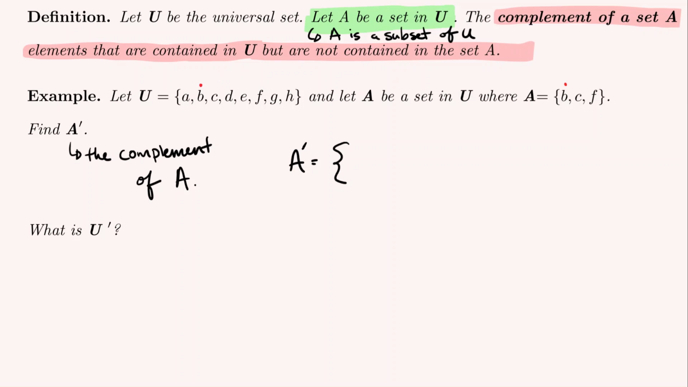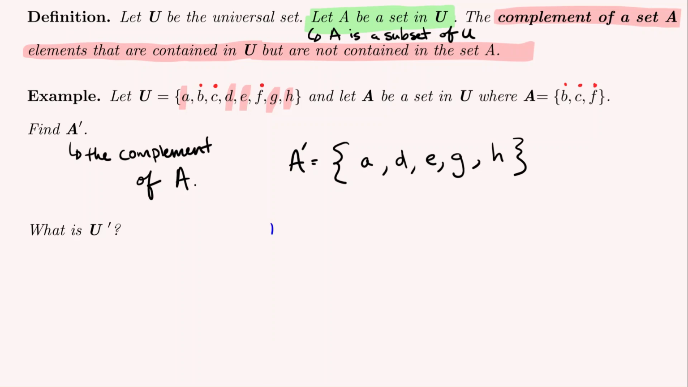And I should have written this with a dash there. C is also in A, so it should not remain in A complement. F is in A, so it should not remain in A complement. So then I'm going to include only those elements that do not belong to A. So A complement would be little a, D, E, G, and H. So all the elements from the universal set that were not also a part of A.